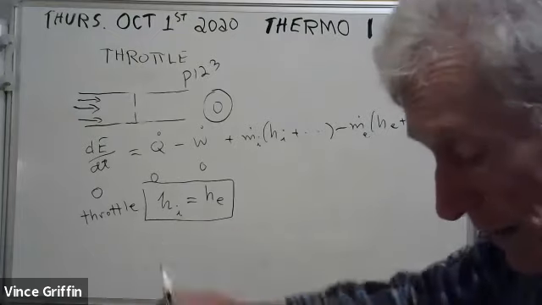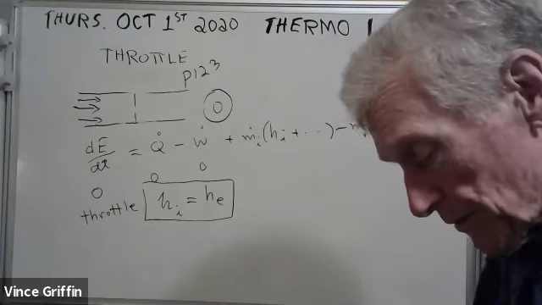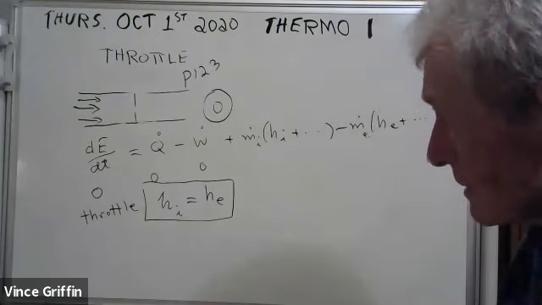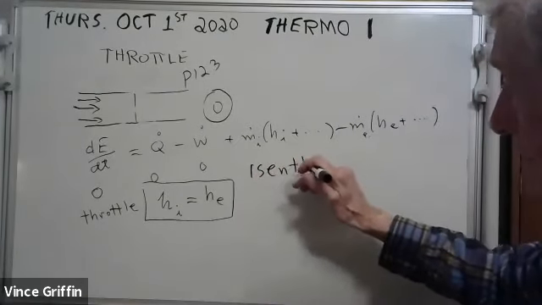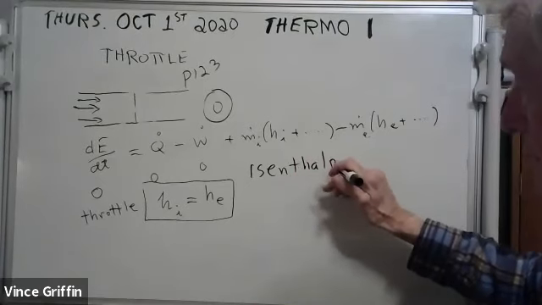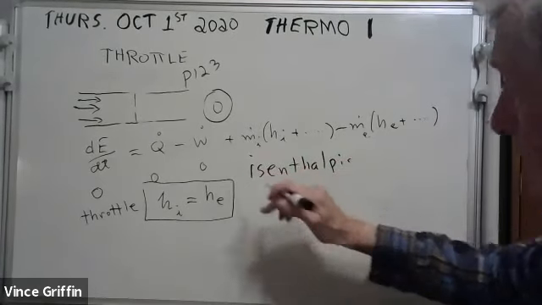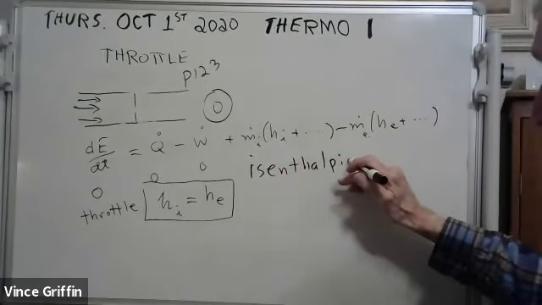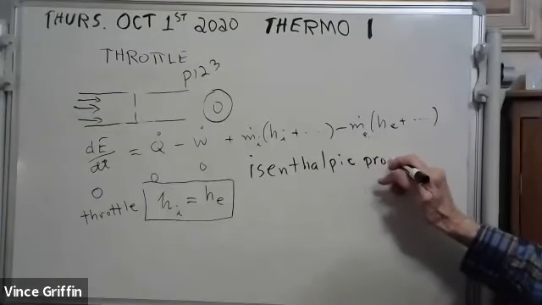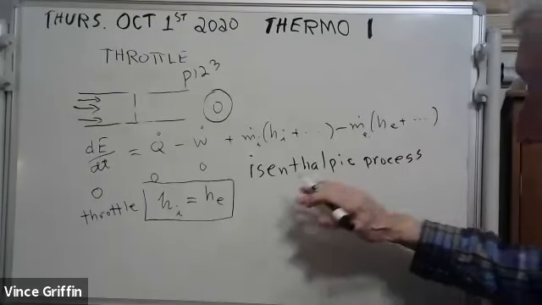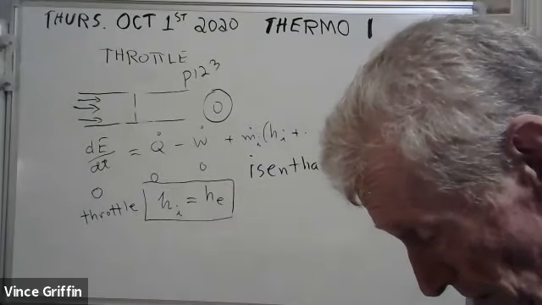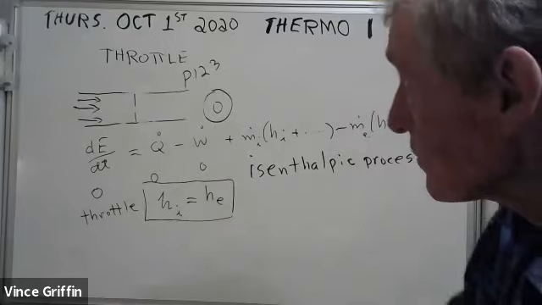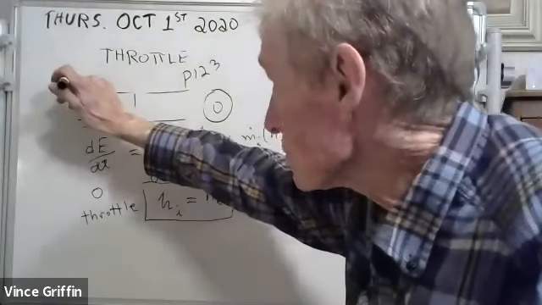By the way, they have a name for that. I don't know if I told you that. That's called isenthalpic. It's an isenthalpic process. What that means is constant enthalpy. Okay, well, let's do one. This is problem 4.24.